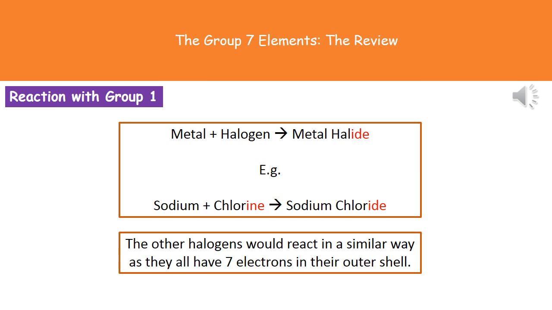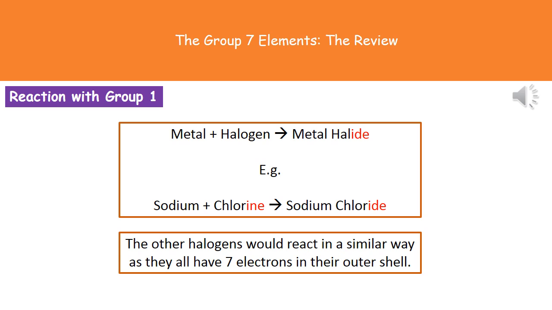The reaction we need to know about for our halogens then is their reaction with the group 1 alkali metals. So we've got the general word equation for what's happening at the top there. So we've got our metal plus the halogen makes a metal halide. So if I give you an example, that would be sodium plus chlorine makes sodium chloride.